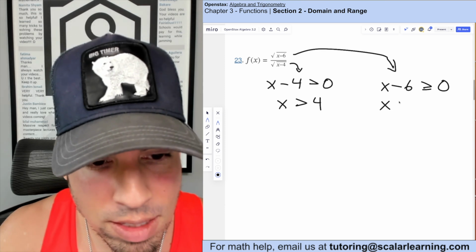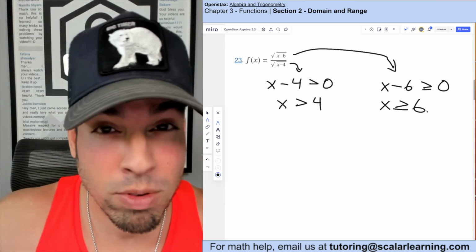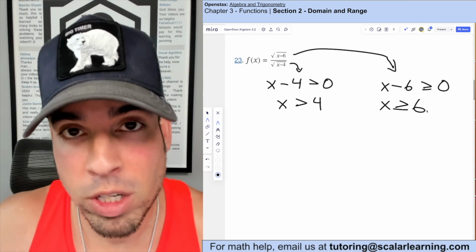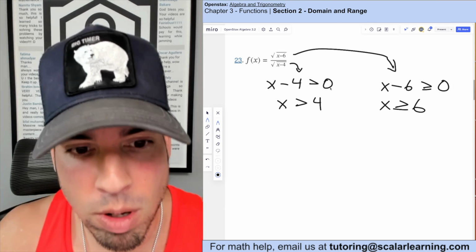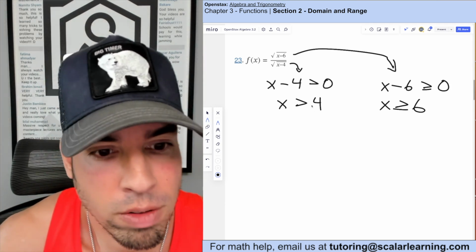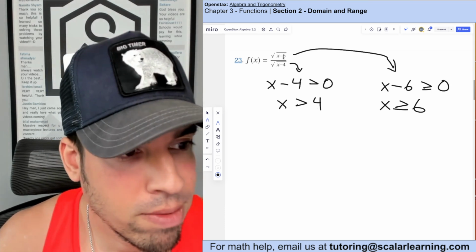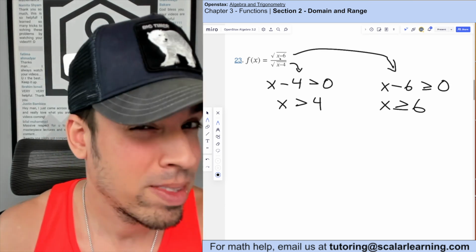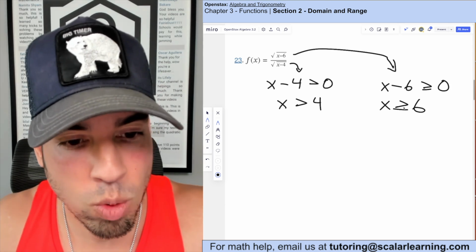This one, by adding 6, x is greater than or equal to 6. So now we've got two different values of domain. So the question is, which one do we use here? Well, we have to take the more limited one, because if I say, fine, x is greater than 4, well, wait a minute. That means 5 is viable. But if I plug 5 in on the top, I get the square root of negative 1. That, again, takes us out of real numbers. So this one is more limited, right?